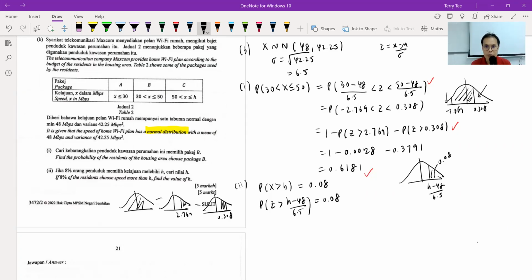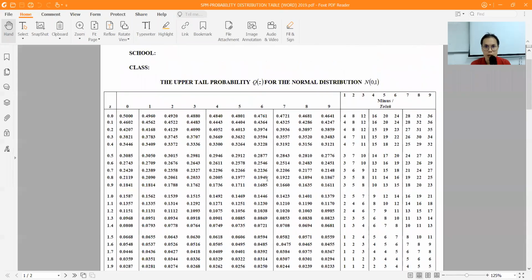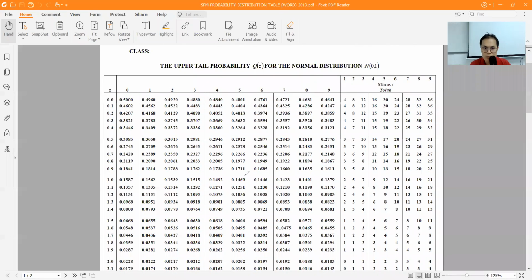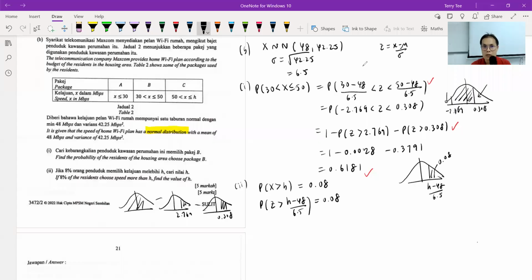If you are using the mathematical table, you have to slowly find 0.08. The closest I can get is this 0.08, but I need to subtract 8 from the last digit. So you look at this 8 here. So that means this is 1.406. You see that? That's how you read that, 1.406. Okay, coming back, 1.406. So from here, my h minus 48 over 6.5 is 1.406. Then you find your h.